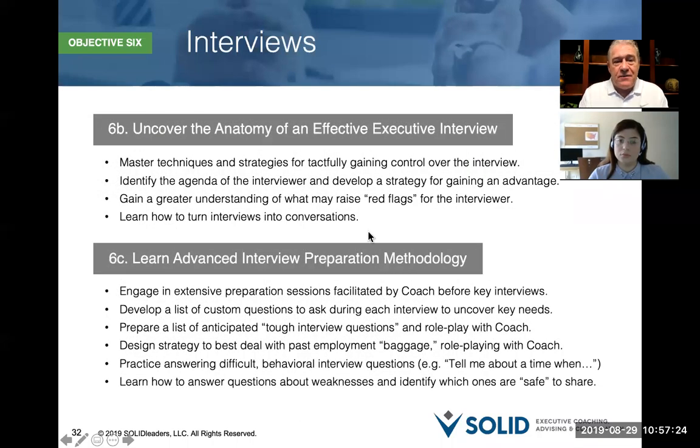You need to uncover the anatomy of an effective executive interview. And there really is a scientific way of going about it. And learn advanced interview prep methodology. I'll give you a little tidbit here about that. I have 2 things that I have all my coaching clients do. One is they write out the questions they think they're going to be asked. And then they write out the answers.